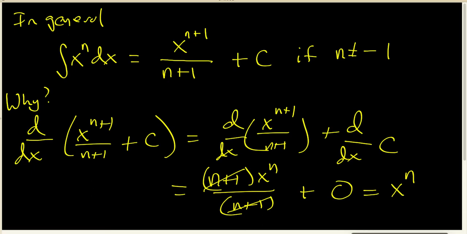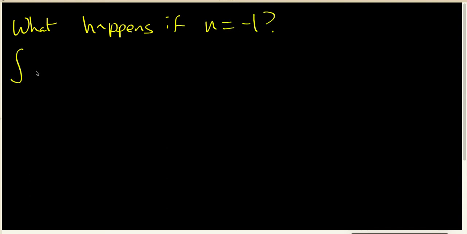Of course, that raises the question, what happens if n is equal to -1? So let's find the antiderivative of x to the -1. Well, in order to do this, the first thing that I want to do is think about what exponents are. I can rewrite that x to the -1 as a 1 over x. And this gives me an immediate idea.